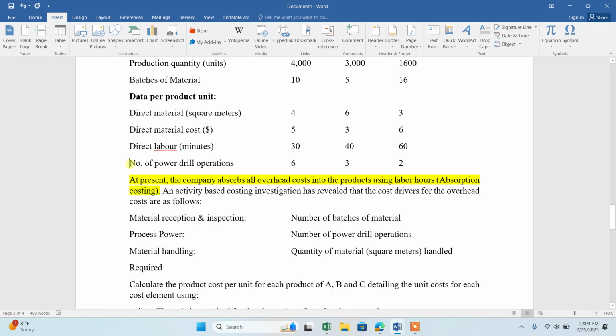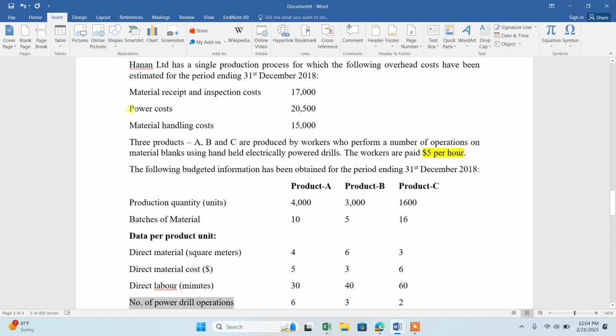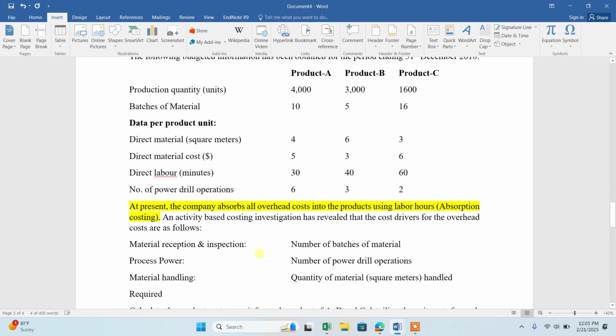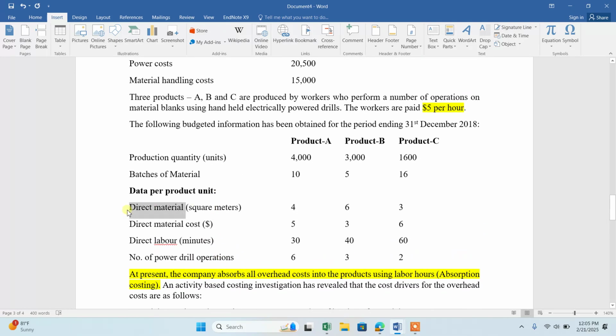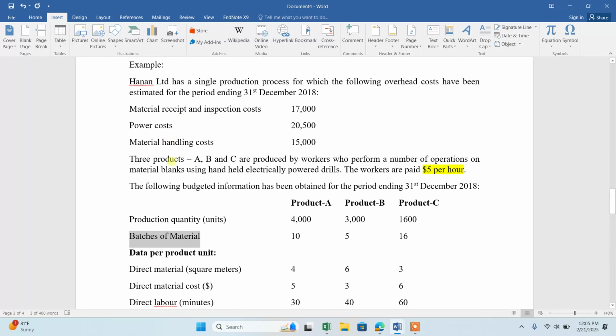This is the cost driver of the second component of the overhead cost. The third one is the material handling cost, which is 15,000. What is the cost driver for this one? The cost driver for the material handling cost is the quantity of material in square meters. So this is the cost driver for the third one, while this is the cost driver for the second one, and this is the cost driver for the first cost, which we called material reception inspection cost.